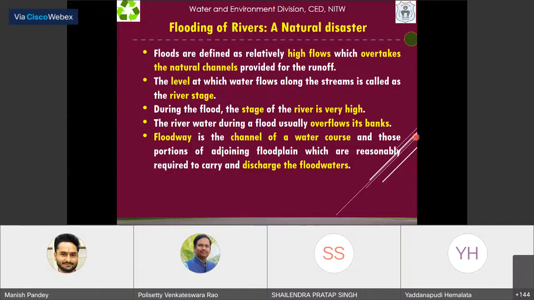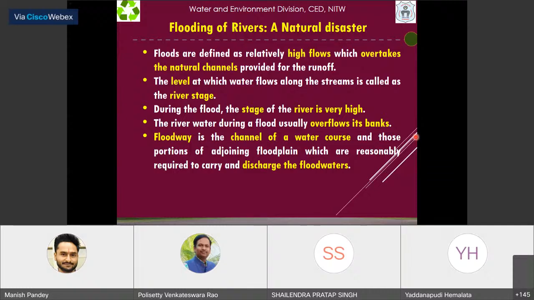So the level at which the water flows along the streams is called river stage. This elevation of water, or the river stage, is the one which is decided, and accordingly in our country the concerned regulatory agencies issue the warning stages. They say level 1 warning, level 2 warning, level 3 warning, like that. So these warnings are issued just based on the river staging.